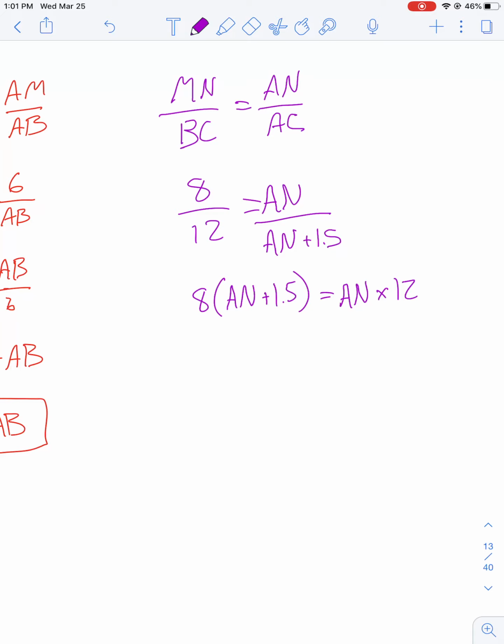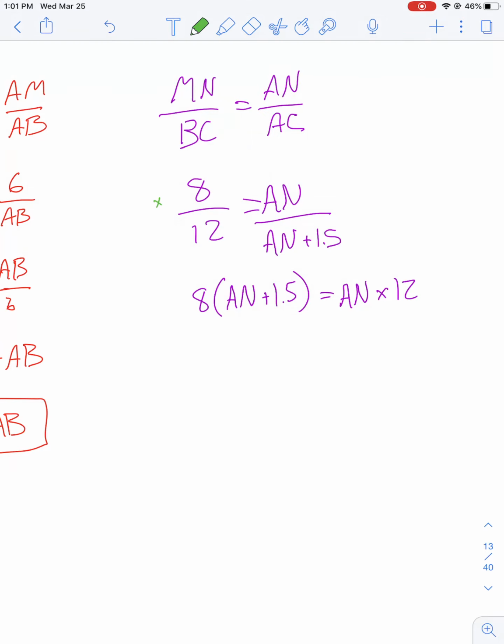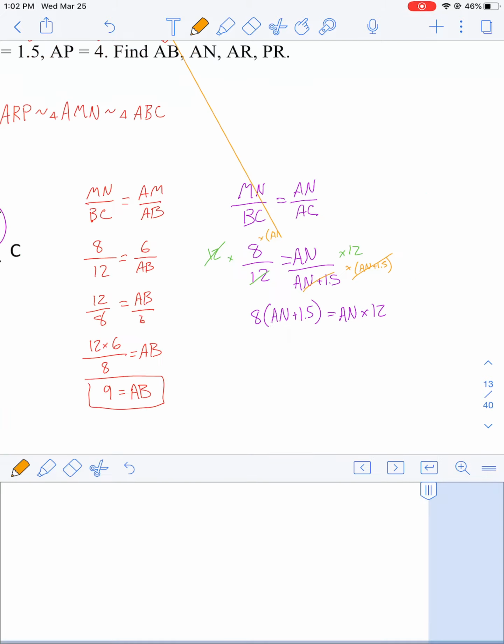So I multiplied this side by 12. I'll do it in green just so you saw what it's doing. 12 times 12, those divide to 1, so I have to multiply this side by 12, or AN times 12, and then I multiplied, do it in orange so you can see, this side by AN plus 1.5, so these would divide to 1, those divide to 1, but now I'm going to have to multiply this side by AN.